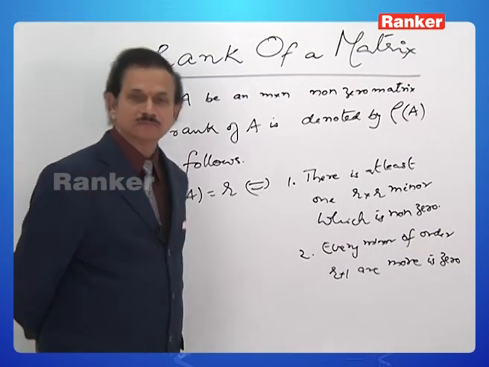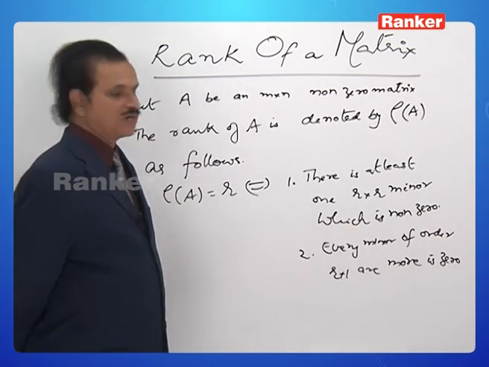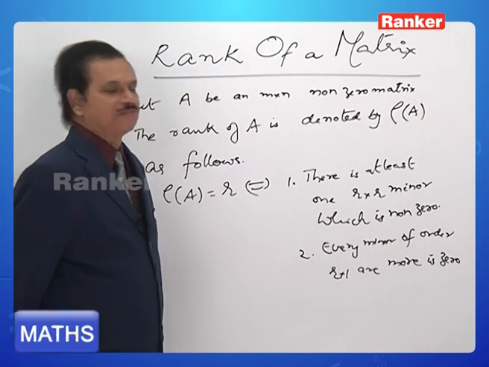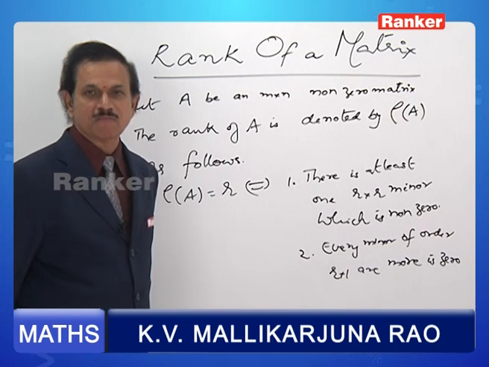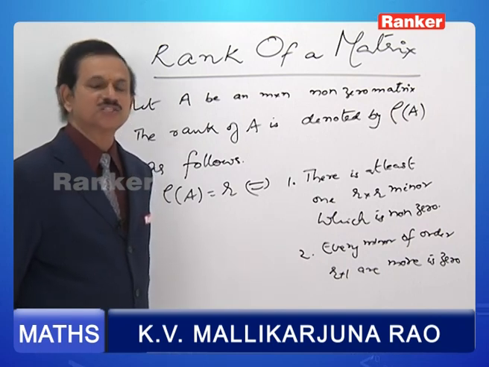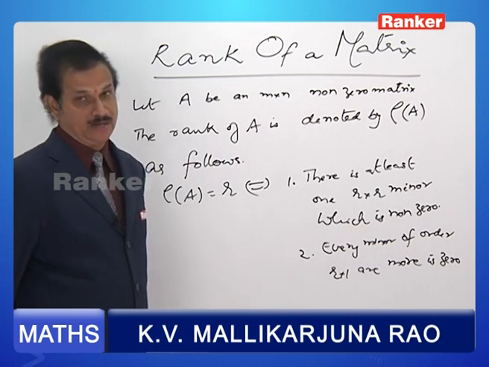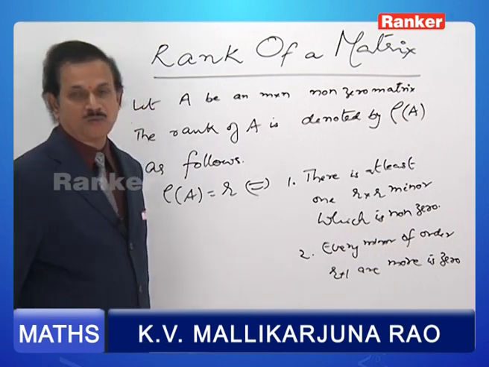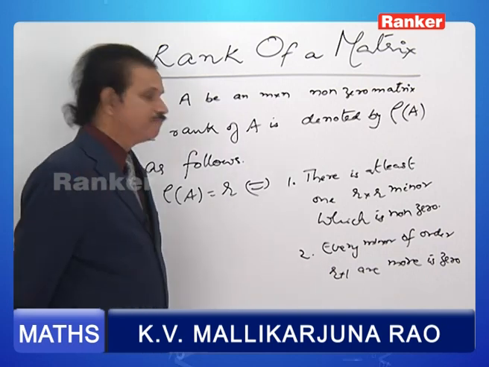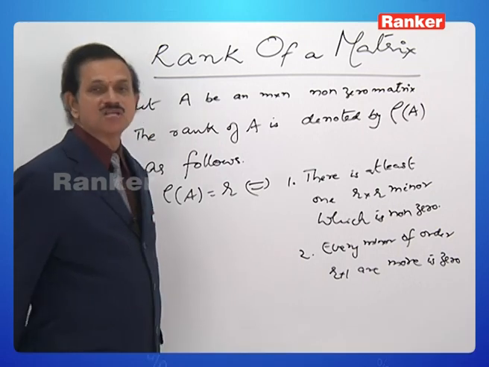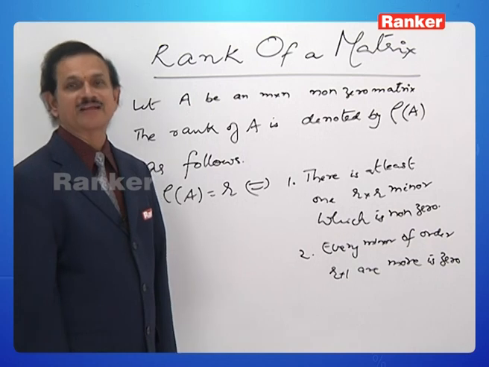First rule is rank of A is equal to r if and only if there is at least one r by r minor which is non-zero. That is r by r determinant of the submatrix which has been obtained from the main matrix. Of course, that can be obtained by either deleting a row or a column or both. Yes. And every minor of order r plus 1 or more is 0. That is the rank of a matrix.